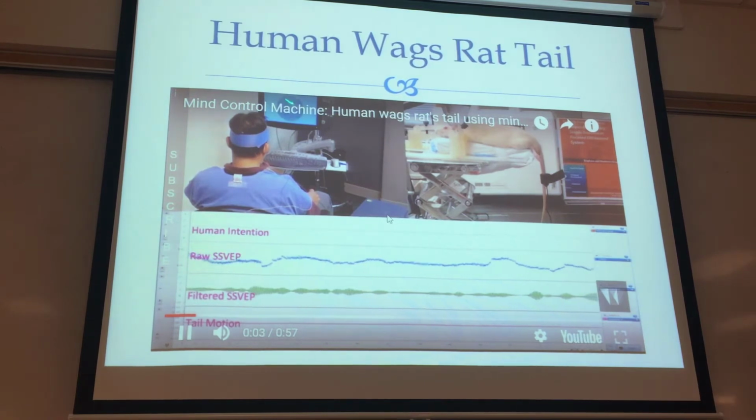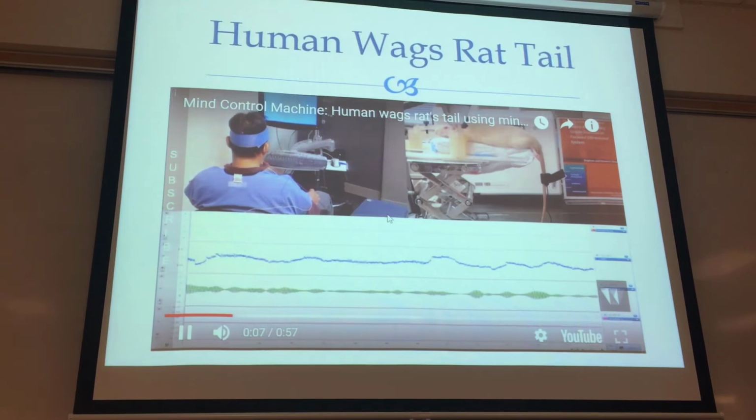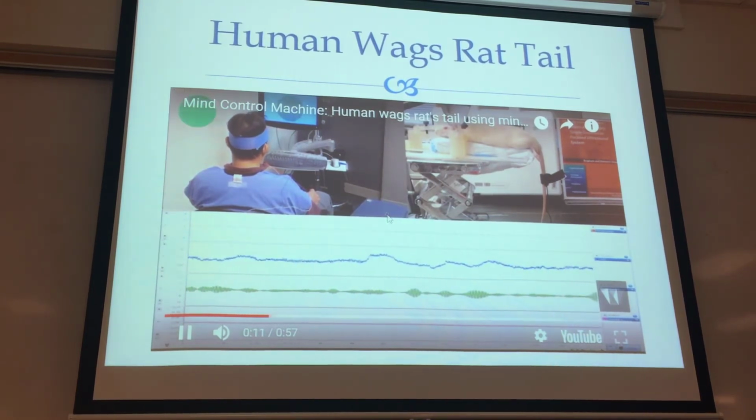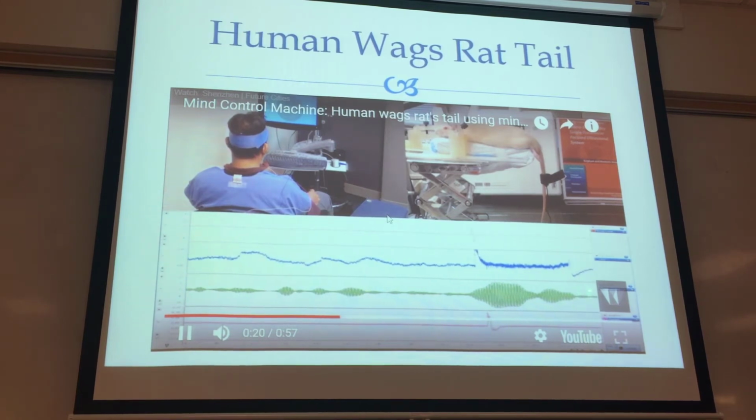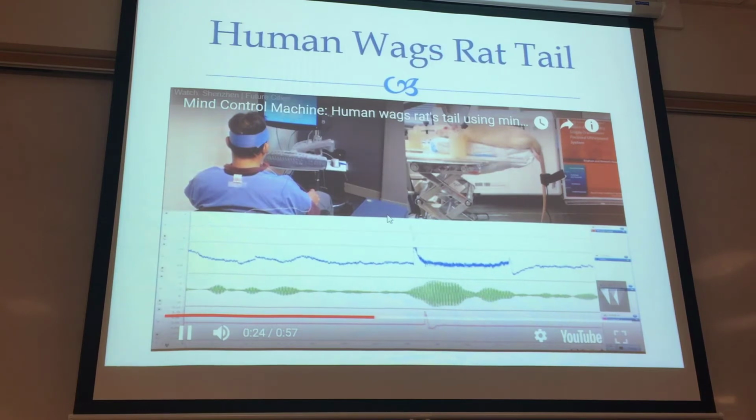So here you can see him watching. He's literally just watching the signal. He's got his EEG on. And every time what we're looking at here, you can see the tail starting to move. And every time we reach this portion where there's a little spike, that causes movement in the tail. And that's all through him thinking about when that's taking place.